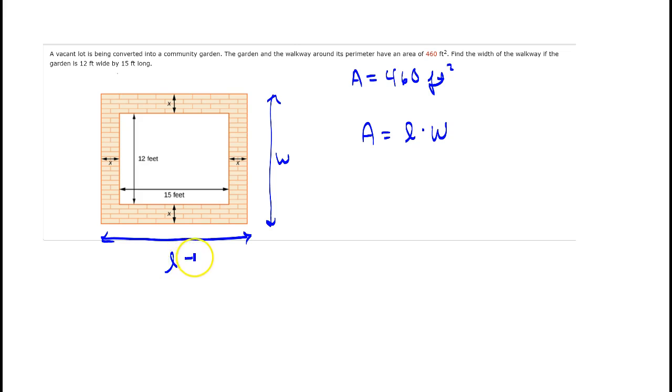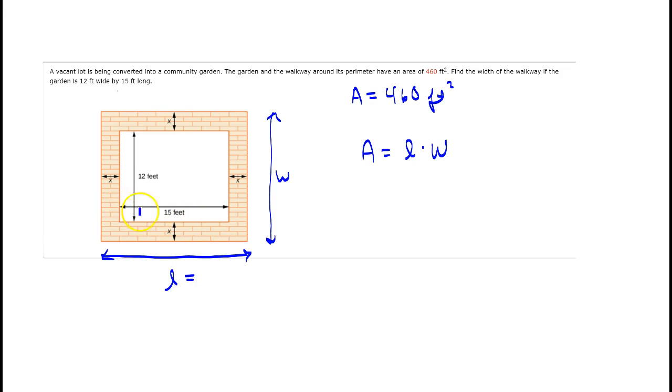So the length is going to be that 15 here. Let's see, 15 plus the two widths of the walkway. So there's my 15, and then we need to add this x, and that will give us this total length right here. So length equals x plus 15 plus x. So that is going to be 2x plus 15. So that's the length of the garden plus the walkway.